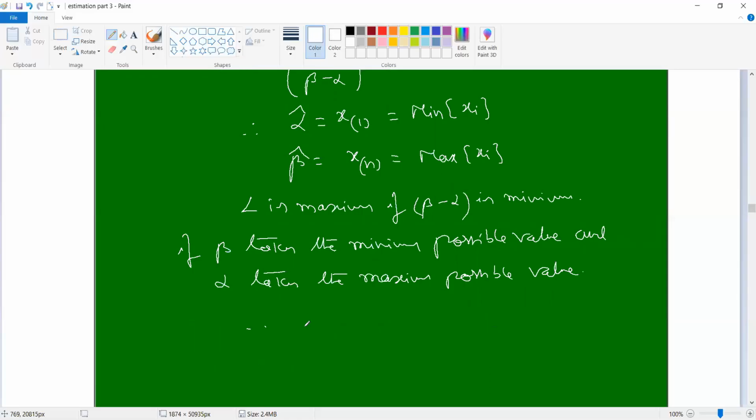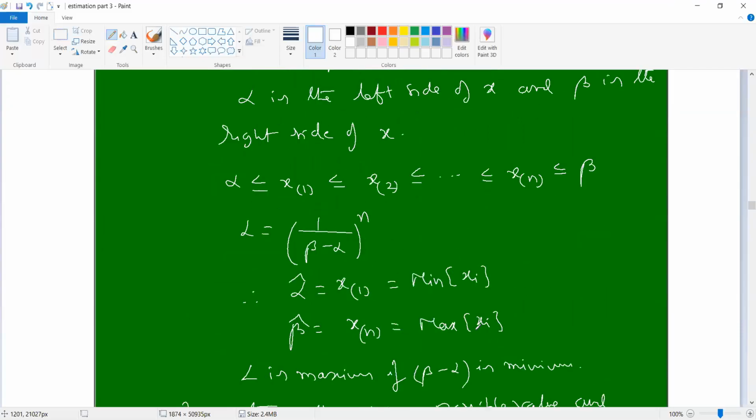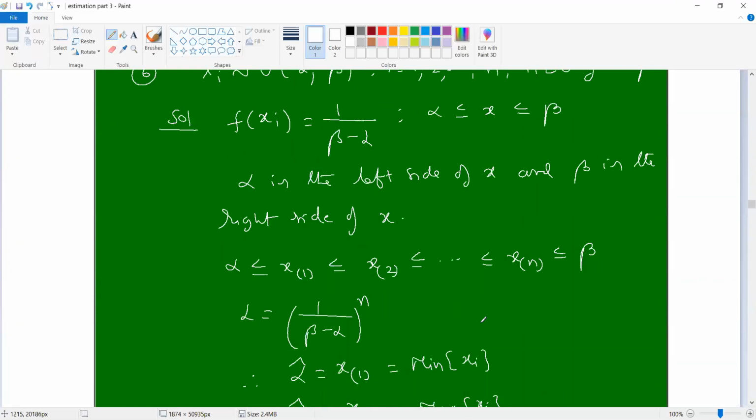Therefore, MLE of alpha is x1 order, MLE of beta is xn order. Joint estimators: x1 order, xn order. So this is a very, very important problem from the examination point of view. Easily we can solve this problem using the HC Saxena shortcut method.